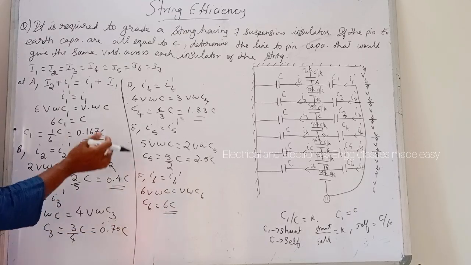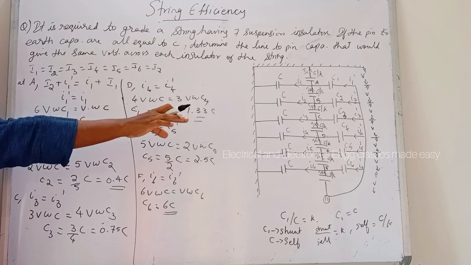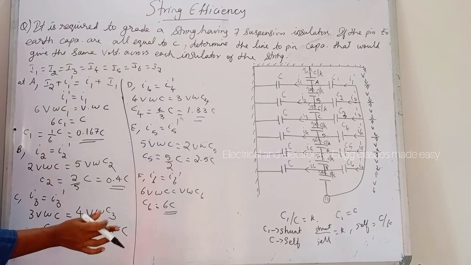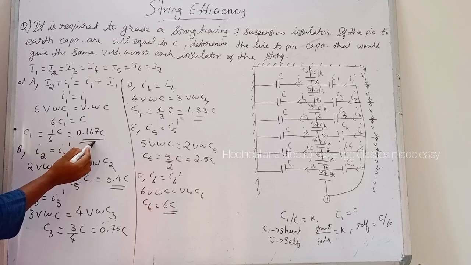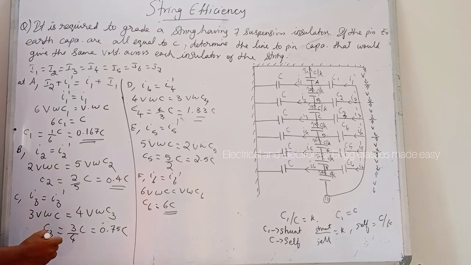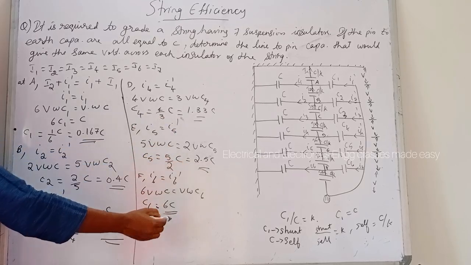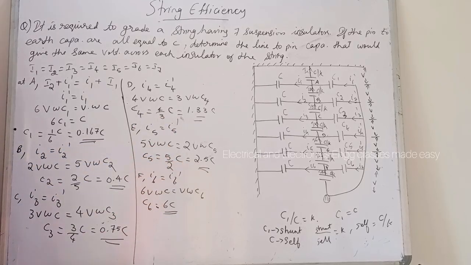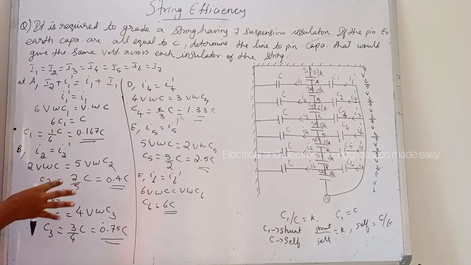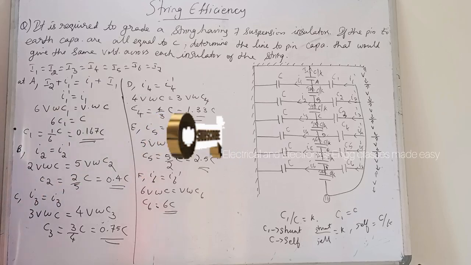So these are the values of the capacitance, that is line to pin capacitance. C1 is equal to 0.167 C, then C2, C3, C4, C5 and C6. So that is about the problems related to string efficiency, also including the guard ring.